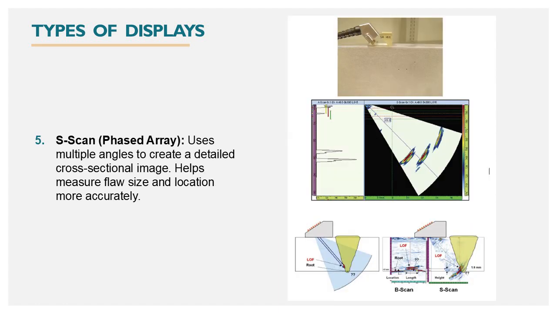Types of displays of ultrasonic examination, or UT, number 5 is S-scan, or commonly called phased array ultrasonic testing, or PAUT. It uses multiple angles to create a detailed cross-sectional image. Helps measure flaw size and location more accurately. The phased array S-scan display, or sector display, see this figure, shows two-dimensional imaging of ultrasonic reflectors by plotting information from a multitude of angles simultaneously.